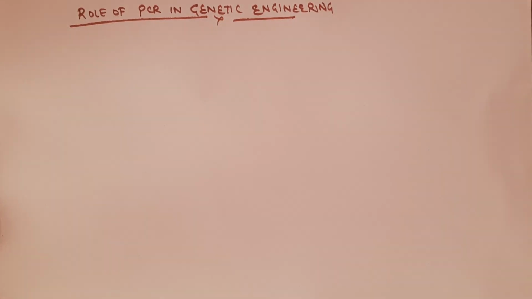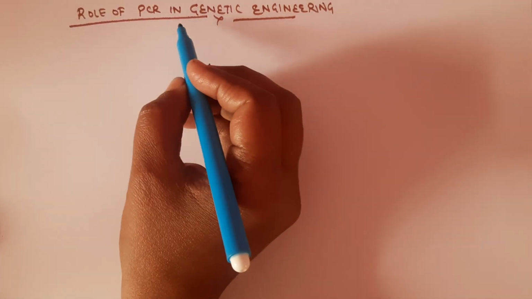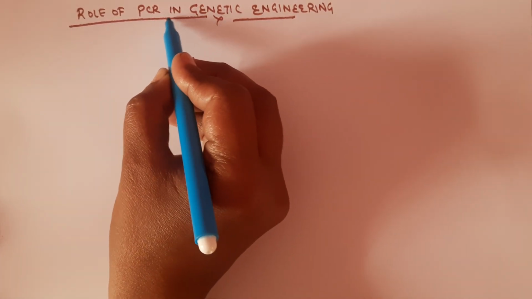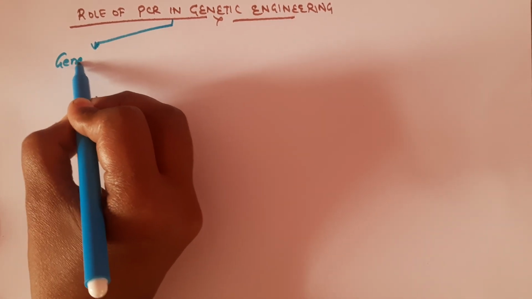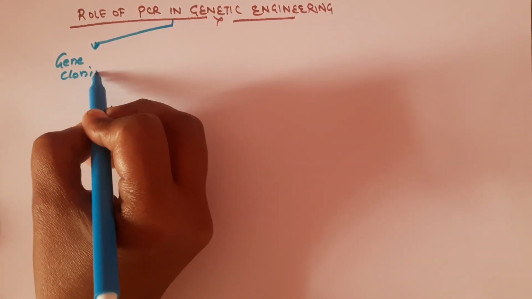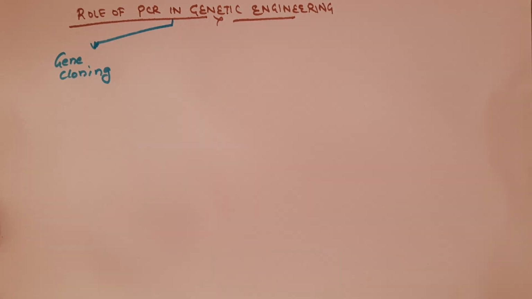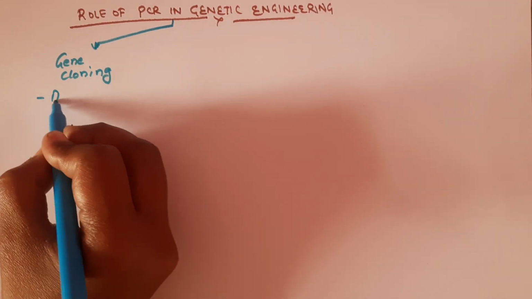Now let's talk about the role of PCR in genetic engineering. Basically there are 4 applications of PCR in genetic engineering. The first one is gene cloning. In gene cloning we will amplify a specific sequence.